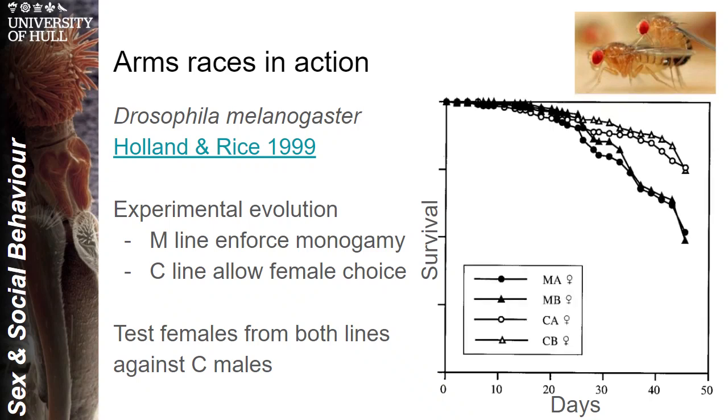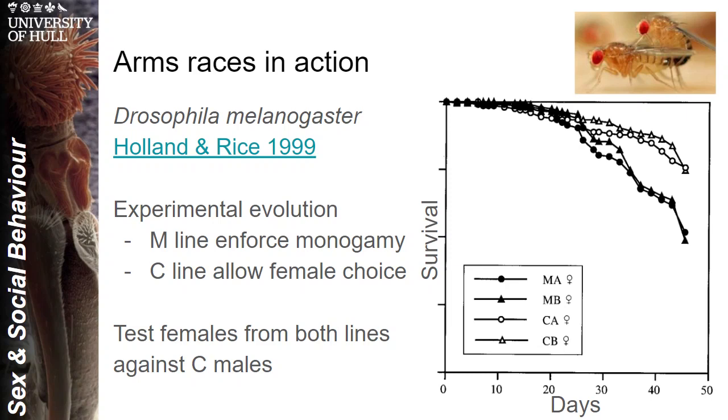And they found this survival curve. This is the proportion of females surviving on the y-axis against time on the x-axis. And so the lower on this graph you go, the fewer females are surviving. And your monogamous female line is in black, and the choice line is in white. And you can see here there's an absolutely clear difference. The monogamous females have a shorter lifespan.